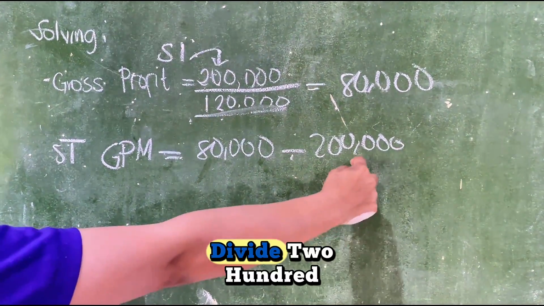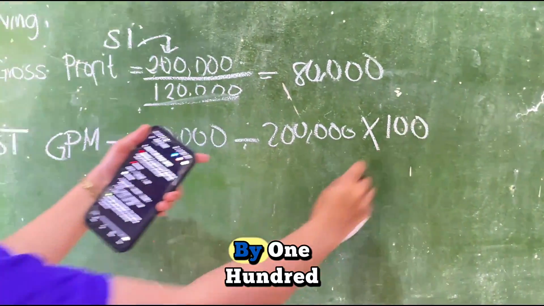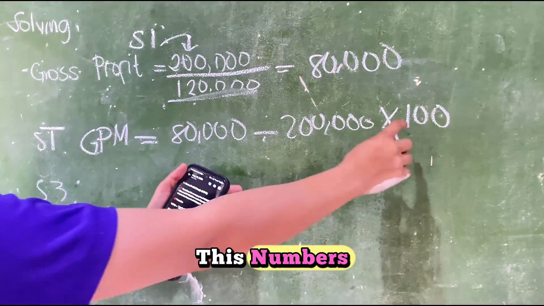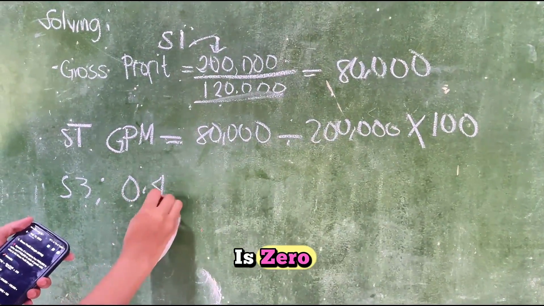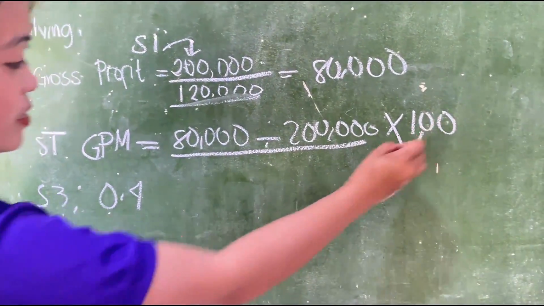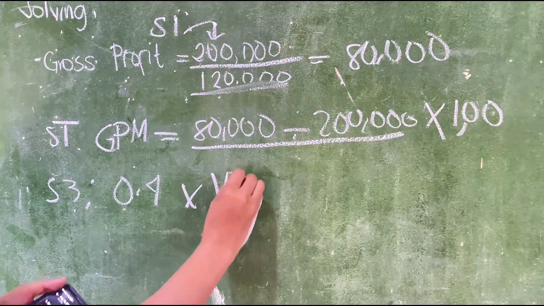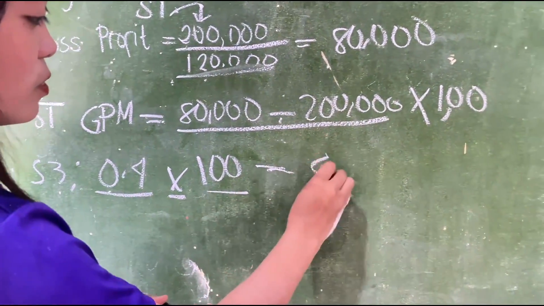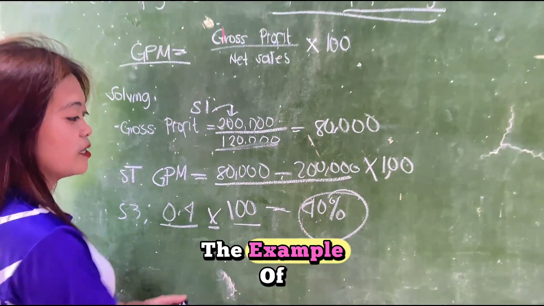80,000 divided by 200,000, and don't forget the multiplied by 100. These numbers depend on the formula. 80 divided by 200 is 0.4. So we need to multiply by 100. The answer is 40%. And here is the example of gross profit margin.